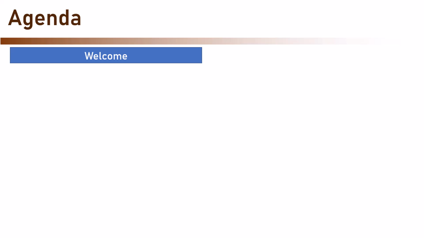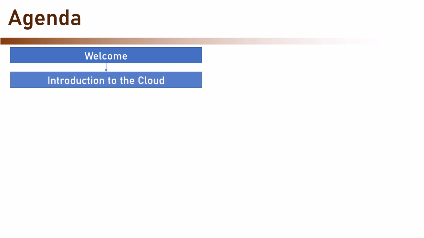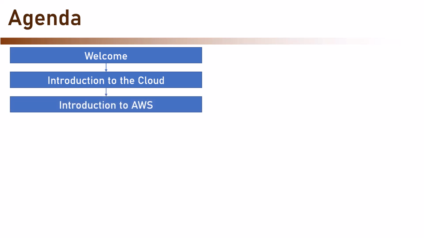So, what is the agenda for us in this course? Well, first, the obligatory welcome section, which we are in right now. Next, we are going to have an introduction to the cloud. We will understand what is a cloud and what problems it solves. Then, we will have our first introduction to Amazon Web Services, or AWS.